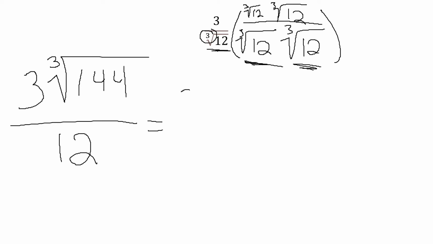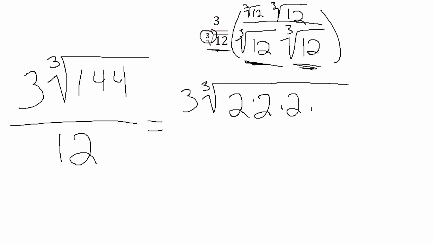Now I need to simplify my cubed root. So if I break up 144, let me pull up my calculator to figure this one out. I know it's even, so 144 divided by 2, then I'm going to divide it by 2 again, gives me 36. I'm going to divide that by 2 again, which gives me 18, divide that by 2 again, that gives me 9, which is 3 times 3. Now let me double check that math, 2 to the 4th power times 3 squared, 144, perfect.